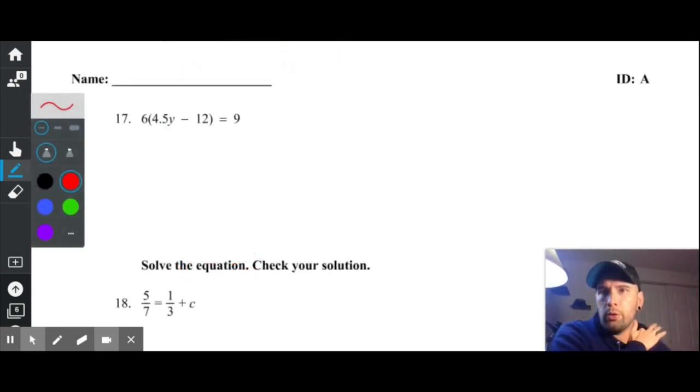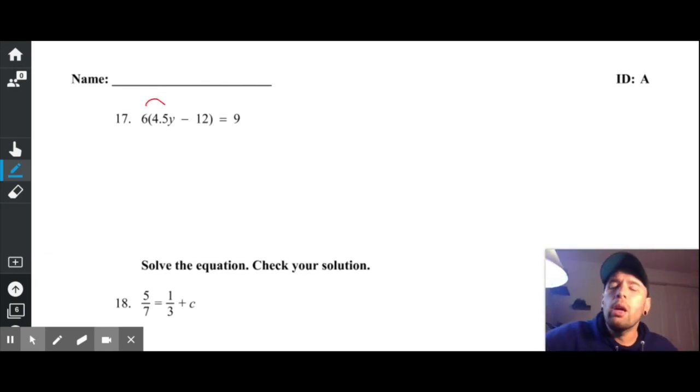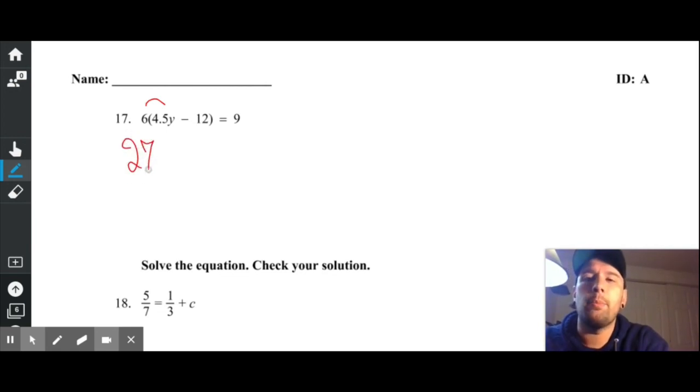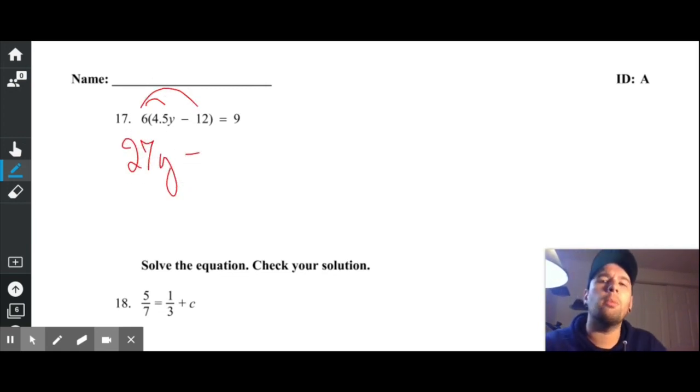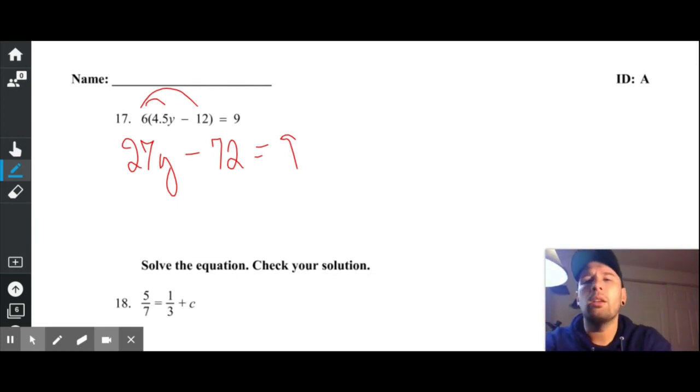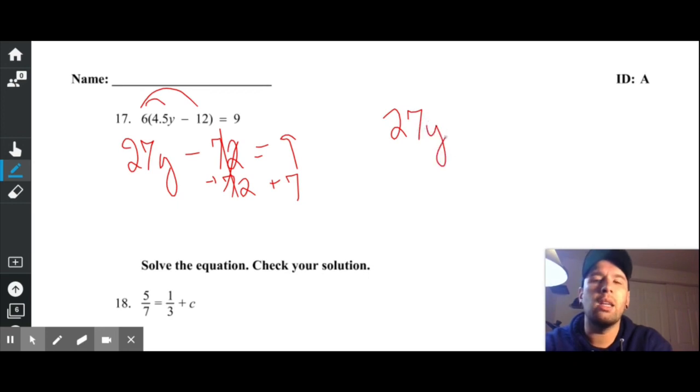All right, we are solving for y. I have 6 times 4.5y, distributive property right there. 6 times 4 is 24, so 6 times 4.5 is going to be 27. So I've got 27y minus 6 times 12, which is 72 with a negative in front of it, equals 9. I'm going to add 72 to both sides. Write it over here because I'm running out of room. 27y equals 9 plus 72, which is 81.